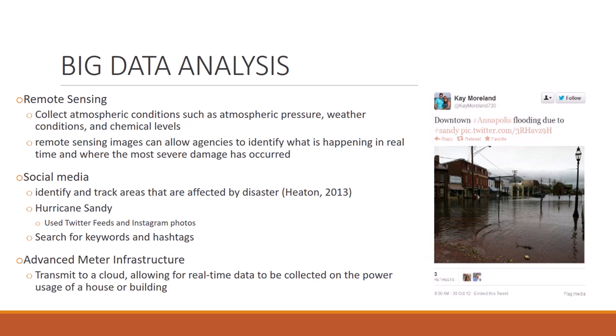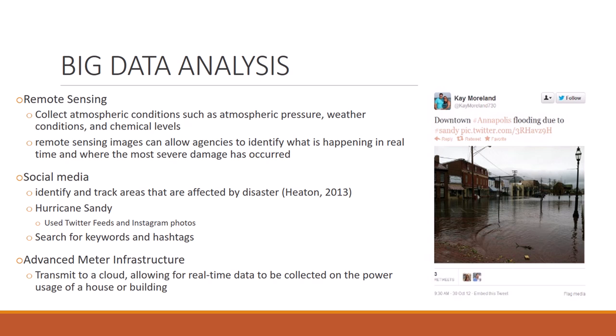Another form of big data analysis involves data mining of social media accounts. Through social media, agencies can identify and track areas that are affected by a specific disaster. In other words, agencies can search for keywords and hashtags related to a specific disaster. One example would be Hurricane Sandy, where FEMA used Twitter feeds and Instagram photos to track the status of those affected by the storm and determine where supplies may have been needed.